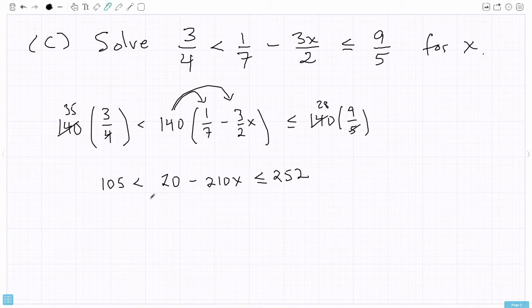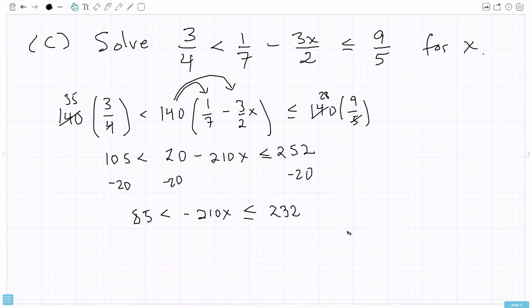So here's where I'll subtract 20 from both sides of this inequality, but then also subtract 20 from both sides of the other inequality, so effectively subtracting 20 from all three parts. So 105 minus 20 is 85. And then 252 minus 20 is 232. Okay, now I want to get rid of this negative 210. So I'm going to divide by negative 210 because I want to get a 1x there. So I divide both sides of both inequalities by negative 210.